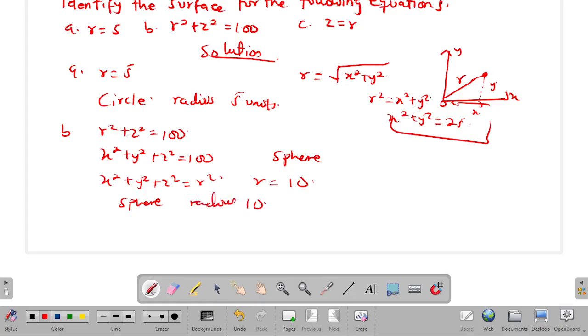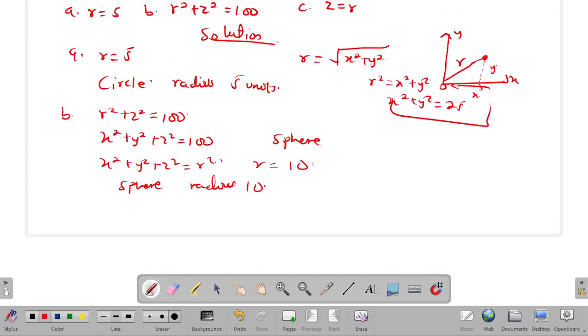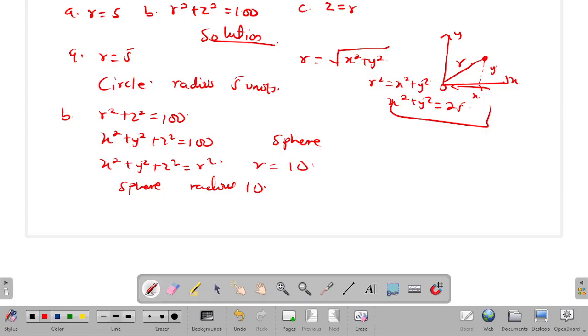Then finally, we have z is equal to r. So c, which is z, is equal to r. With z equal to r, you need to convert this into a quadric surface. We don't have a quadric surface as z equal to r. This is just something linear.